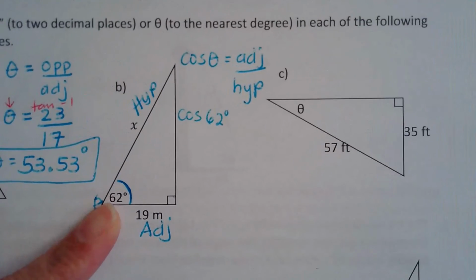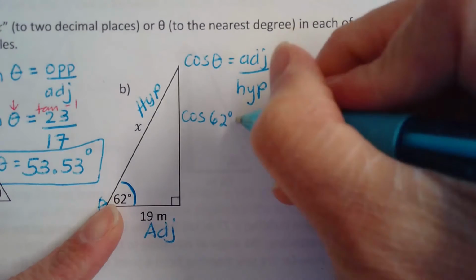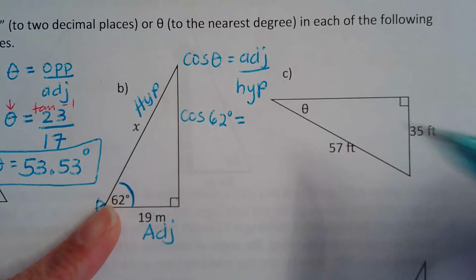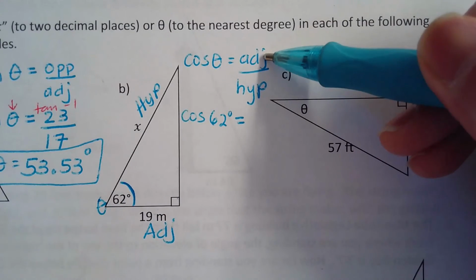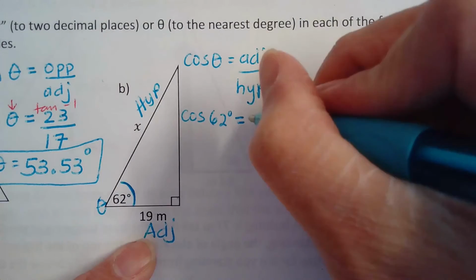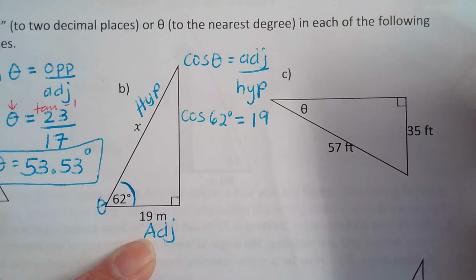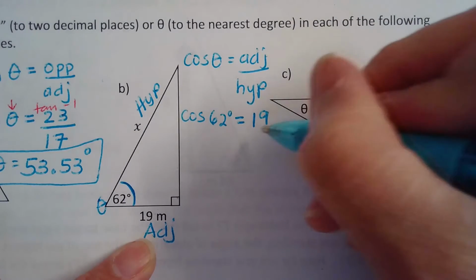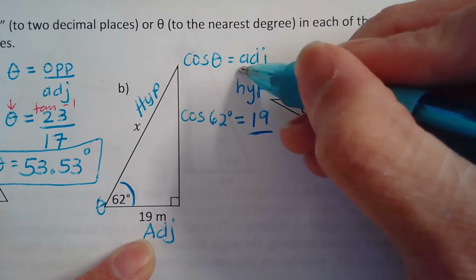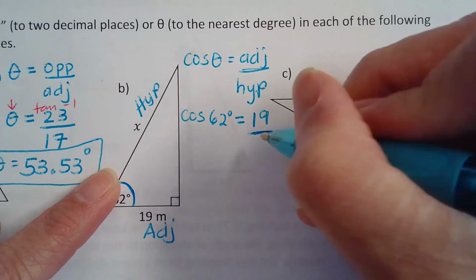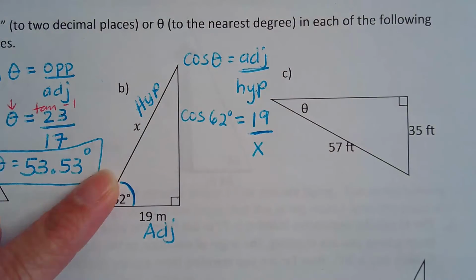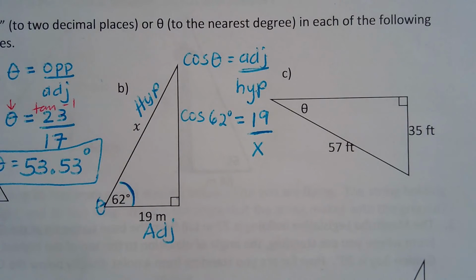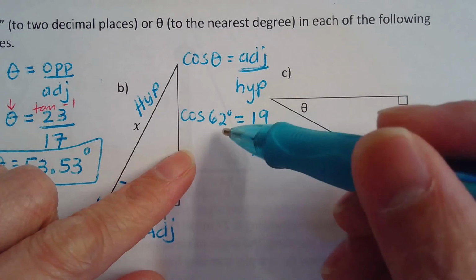Theta, I'm going to put 62, equals adjacent, which is 19, so 19 divided by the hypotenuse. Hypotenuse is x. Okay, so in this case, we're going to solve for x. So how do we do that?